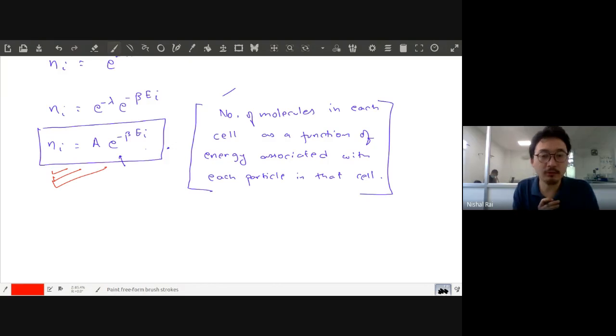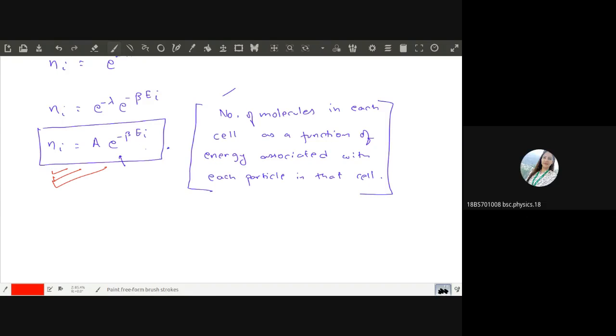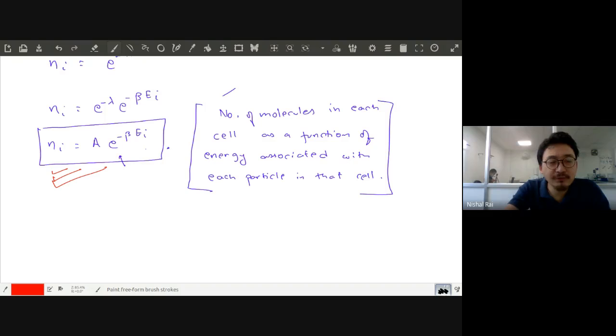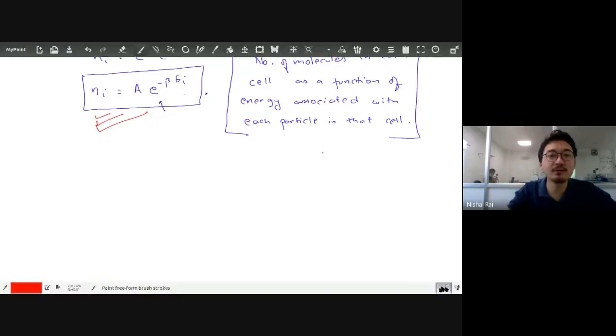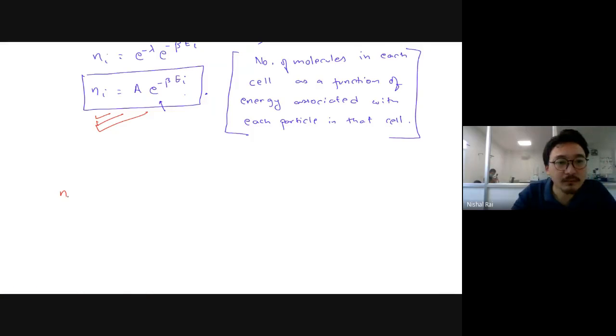Till now, do you have any doubt? No, sir. Now, if the cells are of different size, then what will you have? Then you just put a weighted factor. Ni is equal to A gi e to the power negative beta ei.